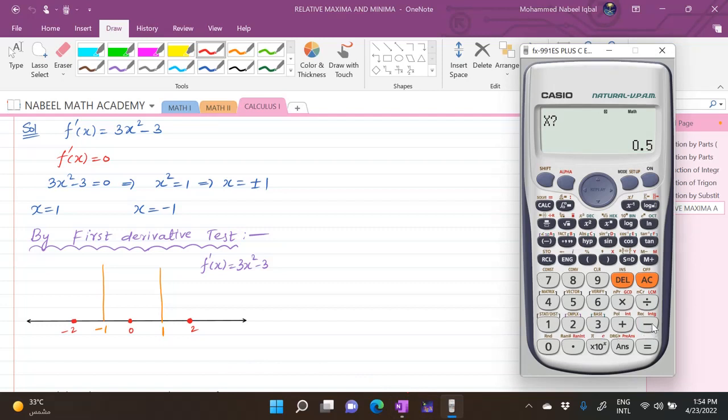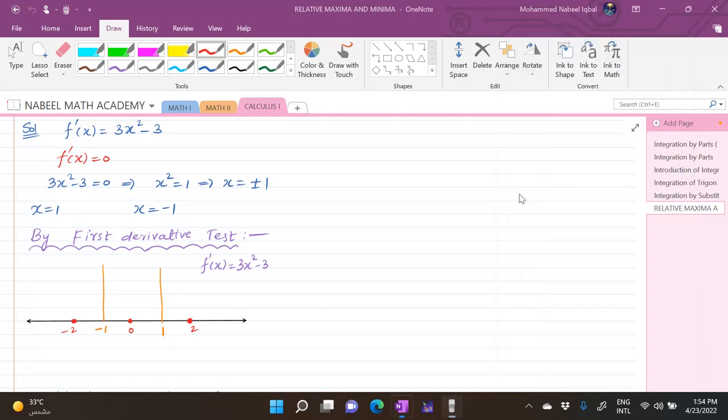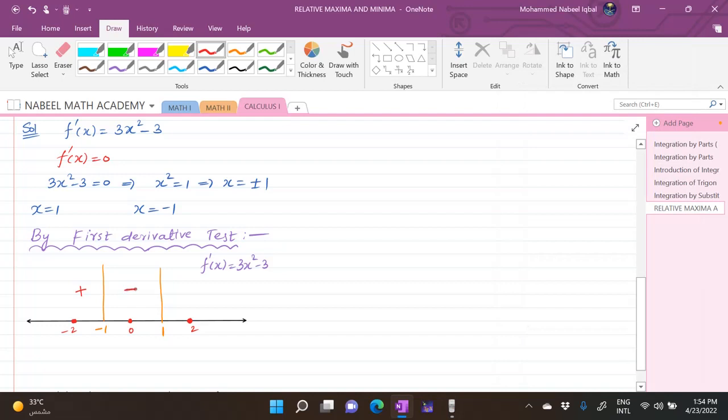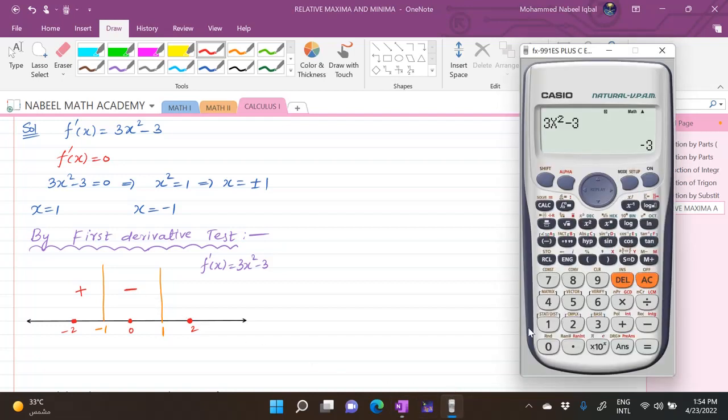When I substitute minus 2, the value will be plus. So I write plus here. Then when I substitute 0, it is minus. When I substitute 2, the value will be plus.